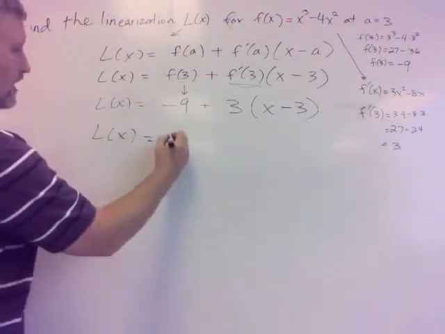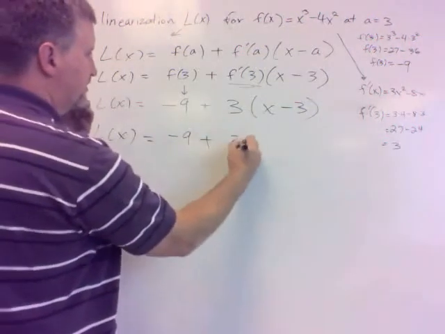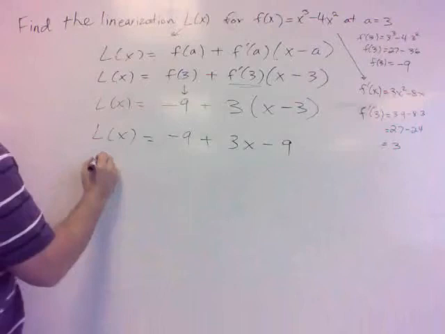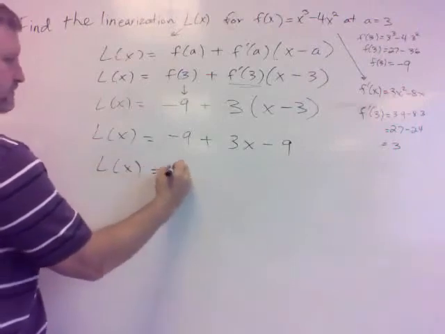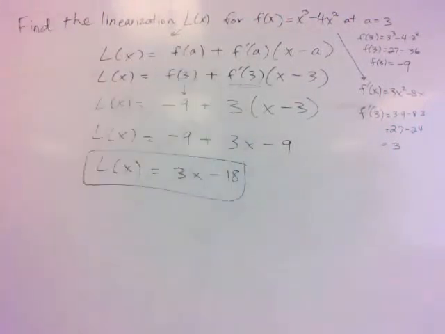I do believe they'll simplify this out. Negative 9 plus distribute the 3. So we get 3x minus 9, so that's 3x minus 18. Okay? That's the linearization at a equals 3.